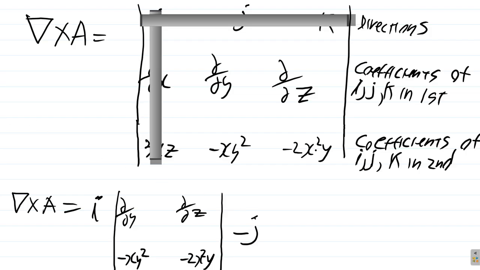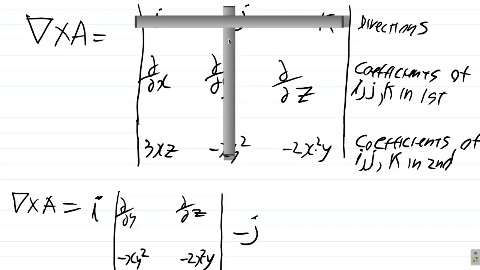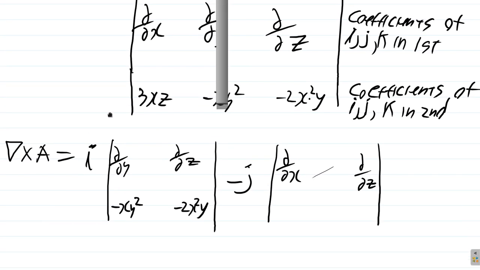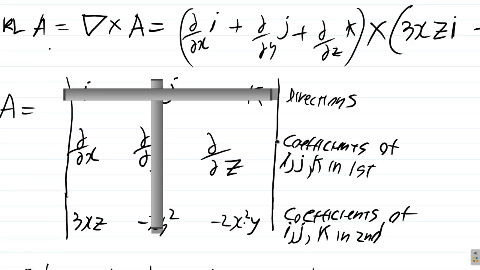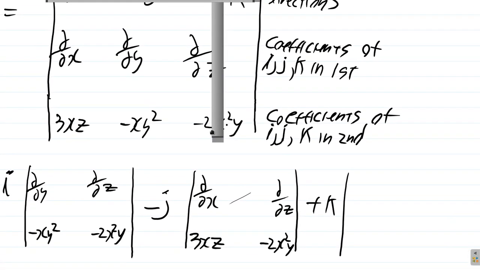Minus j now. So here, we're going to cover up the row and column with j. Alright. And then the uncovered elements will form a determinant. So delta by delta x, delta by delta z, and you have 3xz, negative 2x squared y, plus k now. K, and you cover the row and column here. You have delta by delta x, delta by delta y, 3xz, negative xy squared. Okay, good.